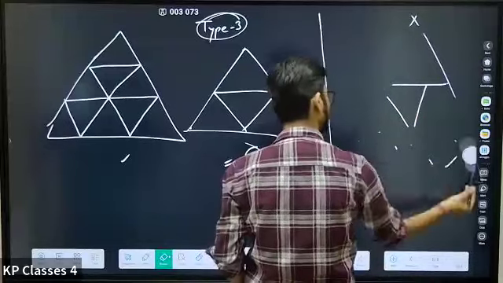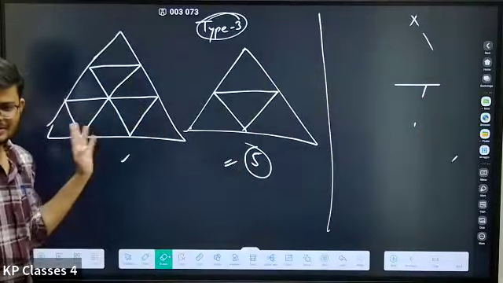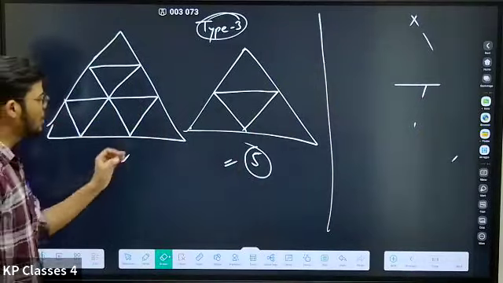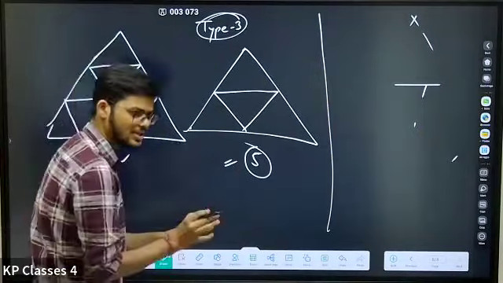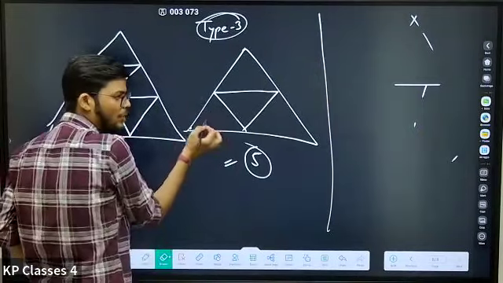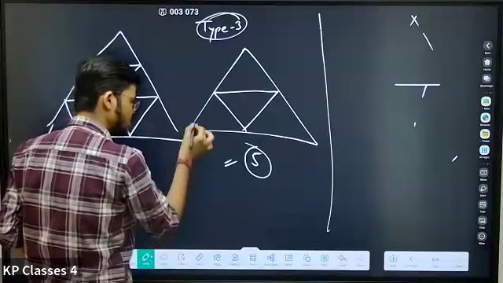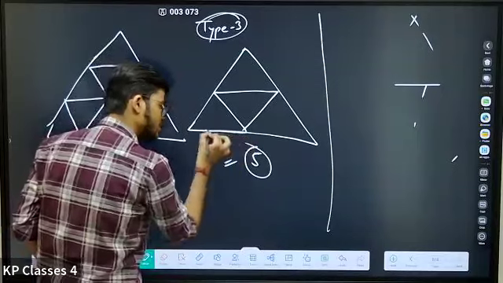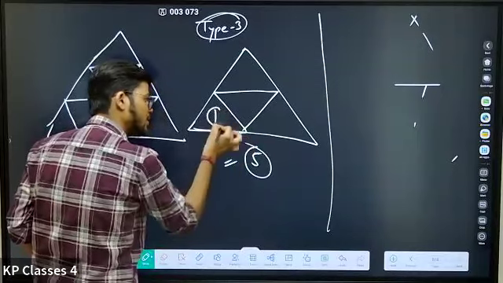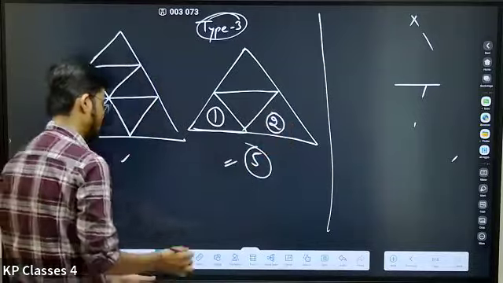Now let's try to understand the concept here. In the first case, how many triangles are there? 5. In this case, you are saying 13. Now how to count triangles in this case? We will be counting only those triangles here which have a base on this line. So this is going to be triangle number 1. This is going to be triangle number 2. Try to understand the concept.